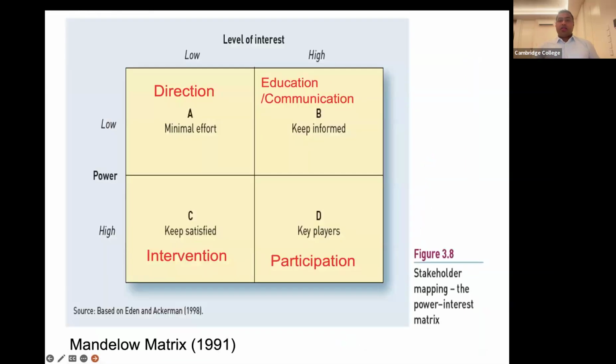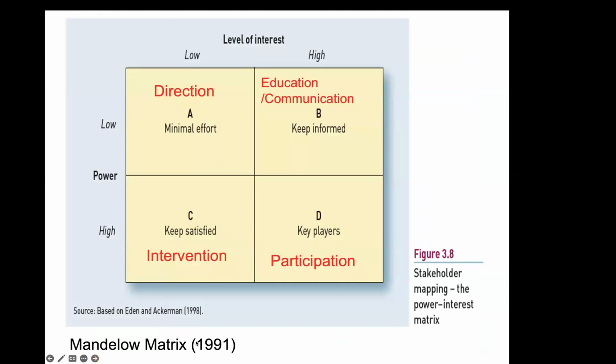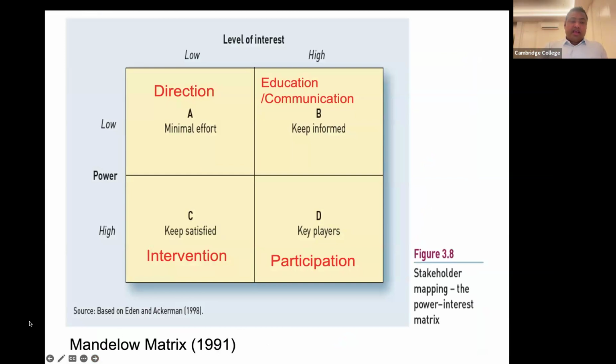And then you have what we call the Mandela matrix. Now, what is the Mandela matrix? The Mandela matrix is also called the power and interest matrix. Some stakeholders have high power or low power. Some stakeholders have a high level of interest or low level of interest in the business.